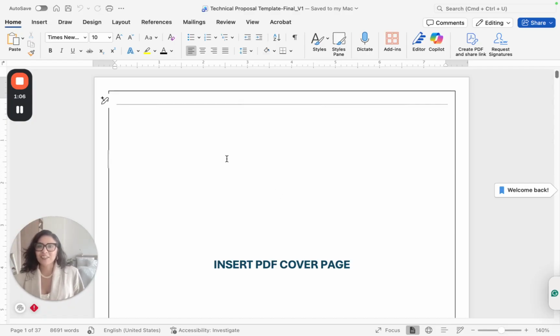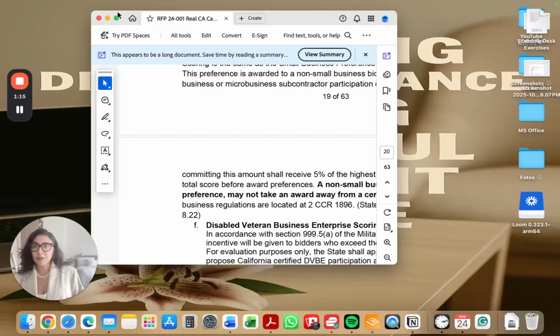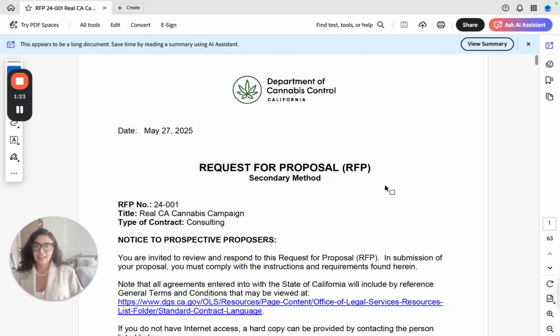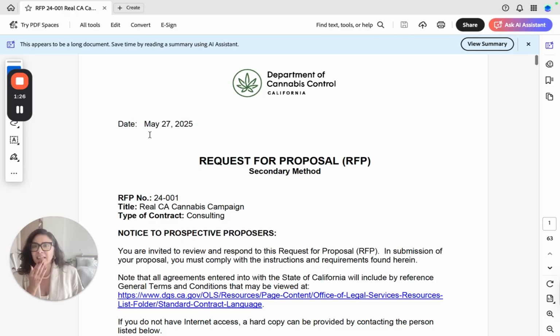Okay, we'll get started. I have my notes here. The first RFP that we're going to decode is a marketing advertising agency RFP, and I wrote this proposal back in May.